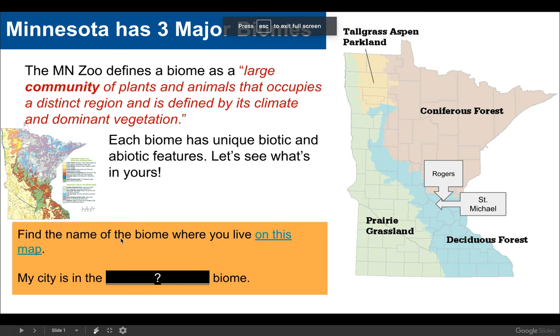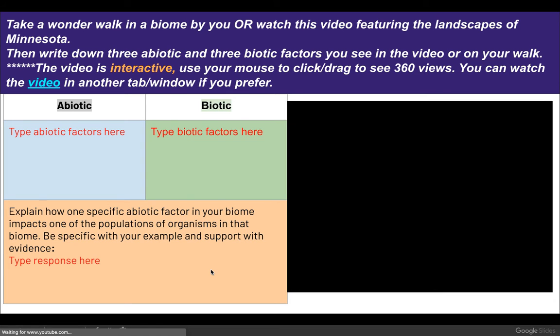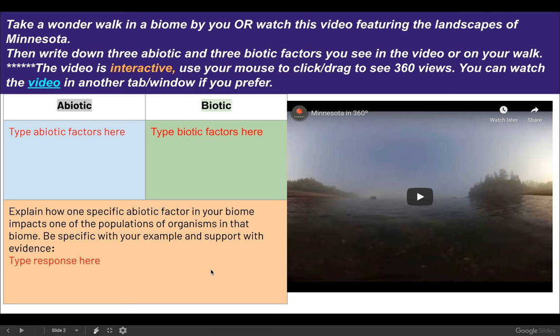I'll make it bigger. This is your My Document. It says the Minnesota Zoo defines a biome as a large community of plants and animals that occupies a distinct region and is defined by its climate and dominant vegetation. Each biome has unique biotic and abiotic features. Let's see what's in yours. You're going to find what biome you live in, and then as you take your wonder walk outside or watch this video, you're going to type in abiotic and biotic factors that you notice.